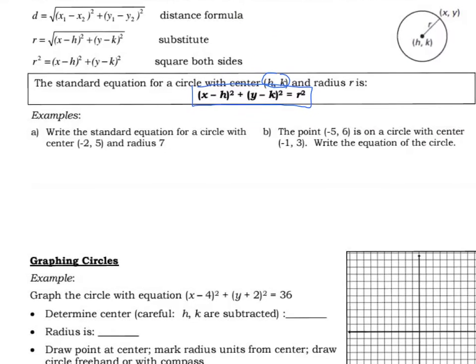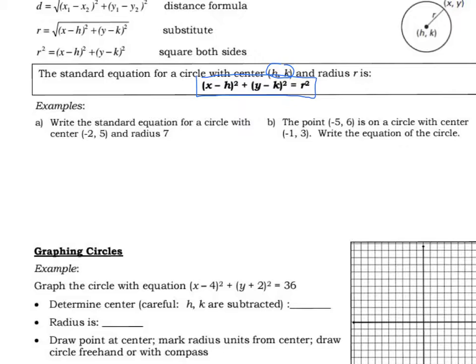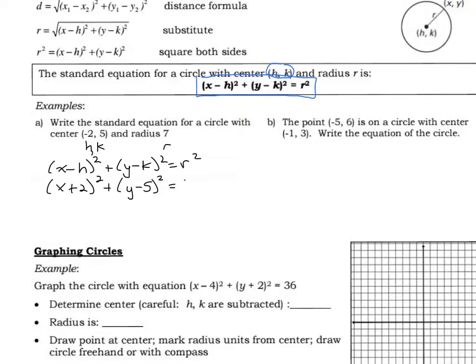So let's look at a couple examples of how this works. Write the standard equation for a circle with a center of negative 2, 5 and a radius of 7. So this would be my h and k, and this would be my r. So I'm just going to write my circle equation down, x minus h squared plus y minus k squared equals r squared. So h is negative 2, so x minus negative 2 becomes x plus 2. Again, always the opposite. Plus y minus 5 squared equals 7 squared. We know what 7 squared is, because 7 times 7 is 49. So x plus 2 squared plus y minus 5 squared equals 49.